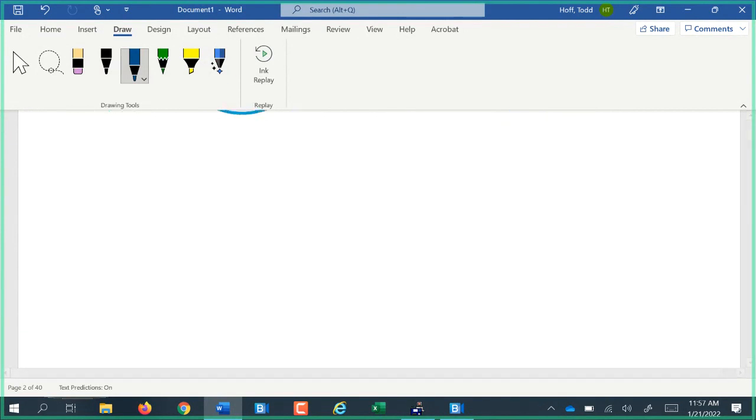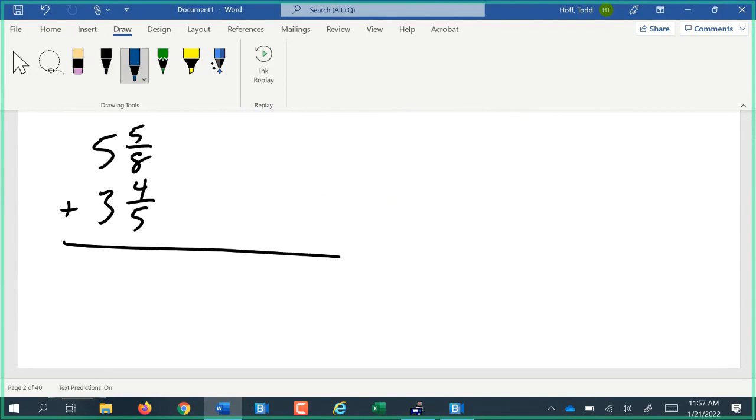Not all of our additions with mixed numbers stay so simple. We might have 5 and 5/8 plus 3 and 4/5, let's go with. Our common denominator here is going to be 40. Again, some of you may have been taught just to rewrite the fraction. I always rewrite the whole number as well, so I don't forget about it. Turn the 8 into 40 was times 5, so 5 times 5 is 25. Turn the 5 into 40, it's times 8, so 4 times 8 is 32.